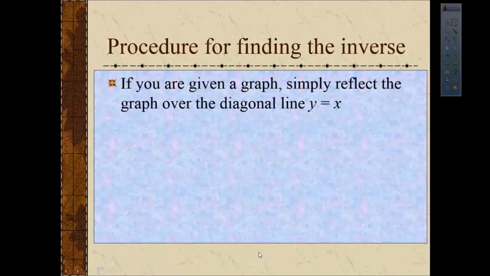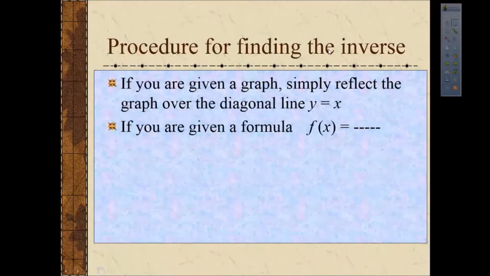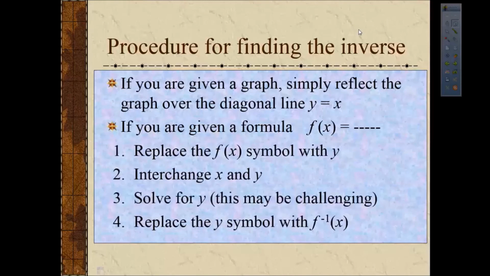The more difficult kind of problem is if you're given a formula. So if you're given a formula, f of x equals some kind of function, some formula for how to compute f of x, here's the process for finding the inverse. I'll give you some steps and then we'll do some examples. The steps are, first, replace the f of x symbol with y. So this will look like y equals some kind of formula. Step 2, interchange x and y. Step 3, solve for y. This is probably where most of the work is going to be involved. And step 4, replace the y symbol with f inverse of x.